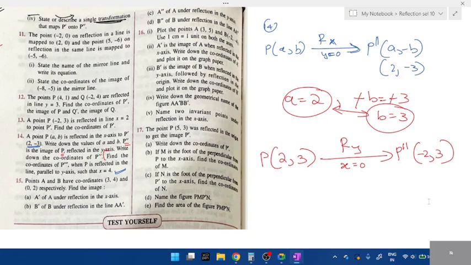If you haven't understood the last part, just ignore. Did you understand these two? All of you completed? Okay, let me erase all this.